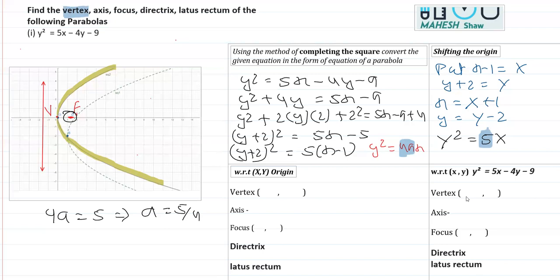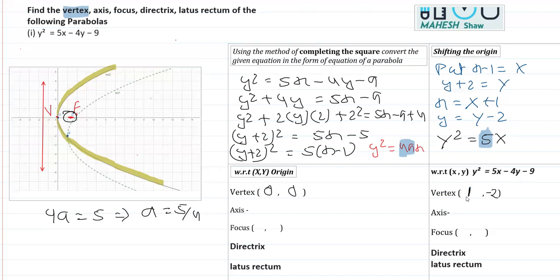I made space between these commas, so it was 0, 0. Now same here, replacing this capital X with 0 and capital Y with 0, we are getting small x as 1 and small y as -2. So this is the vertex of this parabola.